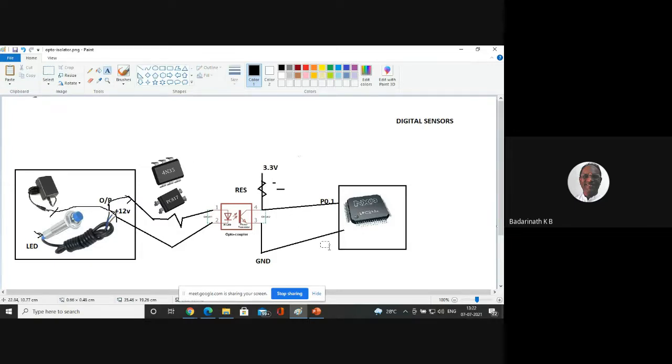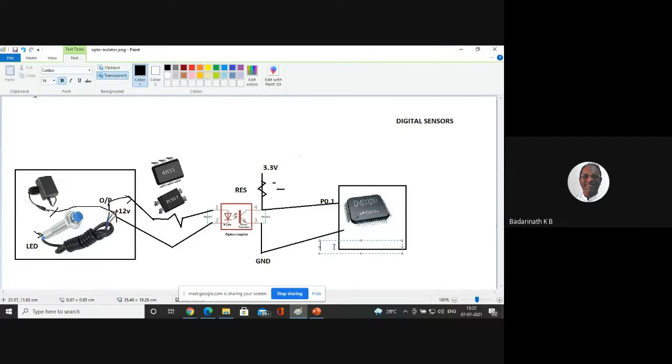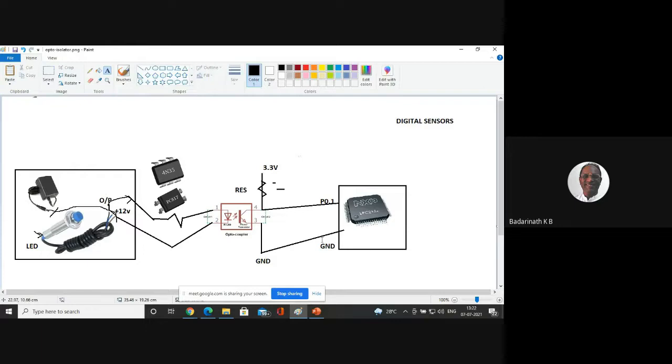So you should not combine this ground to this ground. Both are different grounds. Both are working at different logics and different power supplies. So this complete circuit is different, connected to ground here. And the 3.3 volts is taken from the same power supply which drives this LPC2148 board.